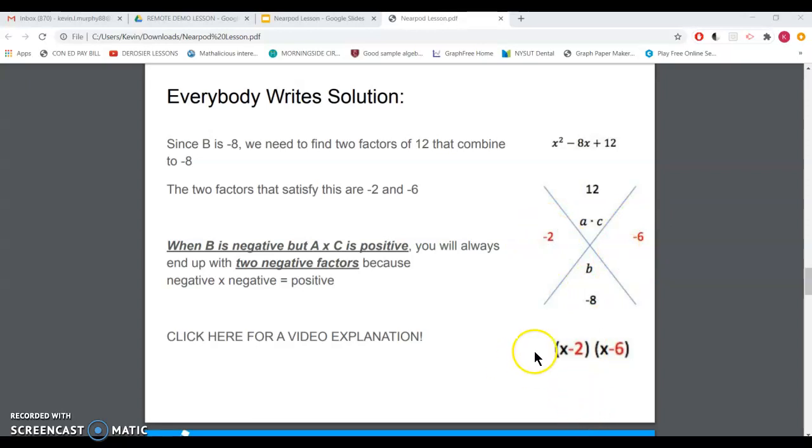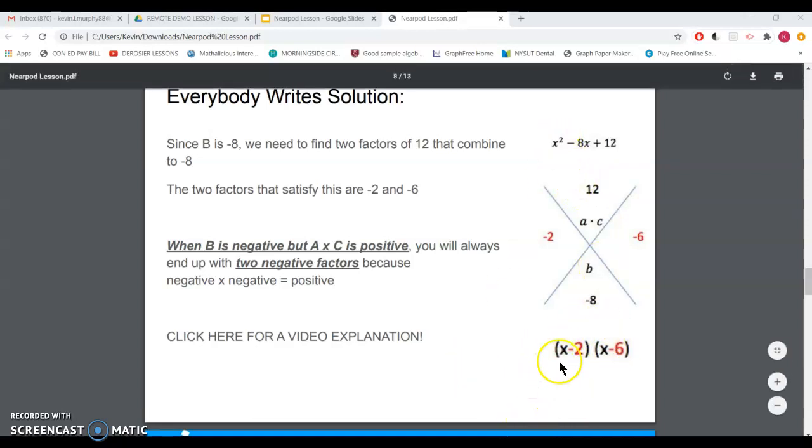And we can use the FOIL method to check our answer, right? We got x times x is x squared. X times negative 6 is negative 6x. Negative 2 times x is negative 2x. So negative 6x and negative 2x combine to negative 8x. And then negative 2 times negative 6 is positive 12. So it all checks out.